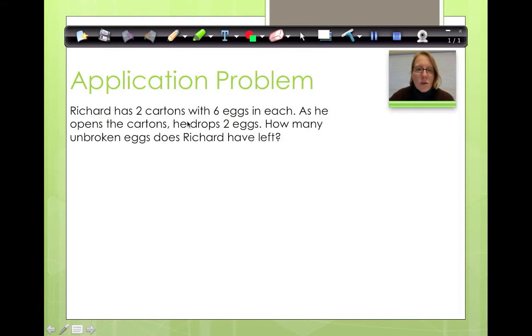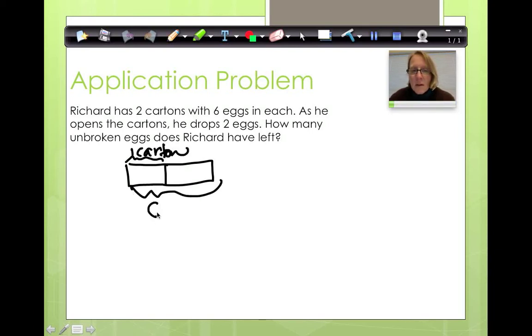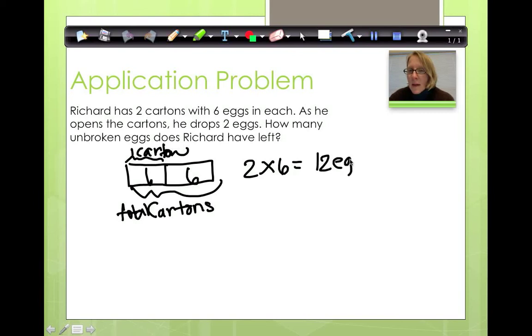So if he has 2 cartons, if we did a tape diagram, that would be 1 carton, and here's his total number of cartons. Now each carton has how many? 6 eggs, and this one has 6 eggs. So we know that if we multiply by 2, we'll have the answer, right? Because we've got 2 groups of 6. All right, so 2 groups of 6 equals 12 eggs. That's how many he had first.